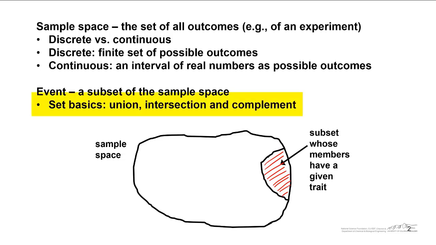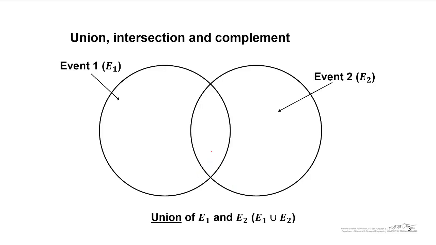So now we're going to talk about a couple of basics of these subsets known as union, intersection, and complement. By the way, sometimes we just refer to these events as circles. So that's the notation I'm going to follow in the rest of this screencast. So let me talk about union, intersection, and complement.